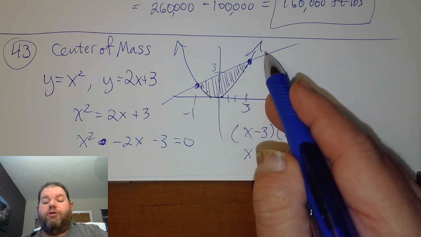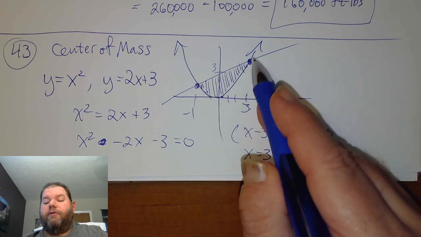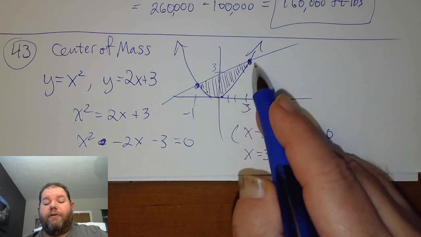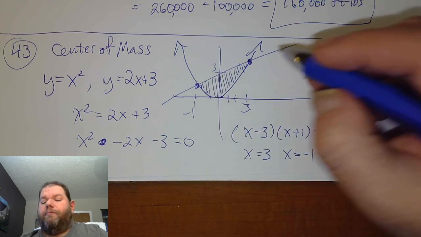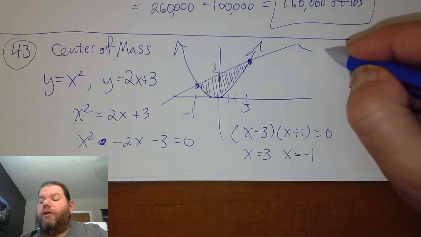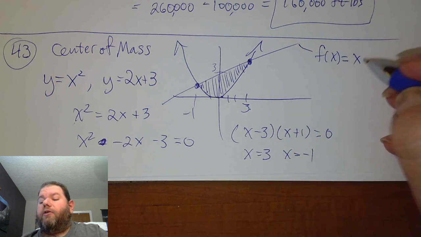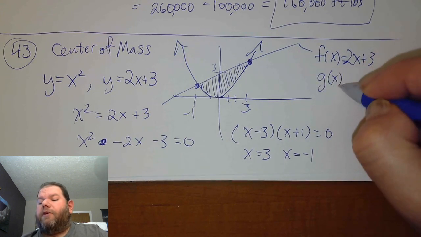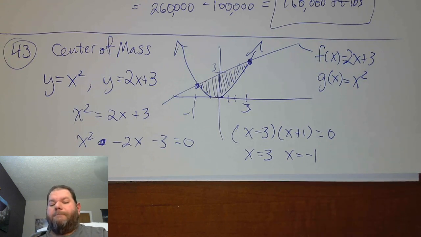Our top function is y equals 2x plus 3, and our bottom function is y equals x squared. Knowing which function is on top and which is on bottom is important, because that's how we set up our order. So we usually call f of x our top function, that'll be 2x plus 3. And g of x, our bottom function, will be x squared.